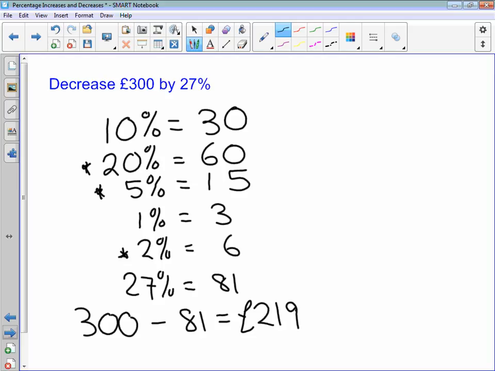So to summarise, in order to work out a percentage increase, you work out the percentage of the amount and add it on. To work out a percentage decrease, you work out the percentage of the amount and subtract it.